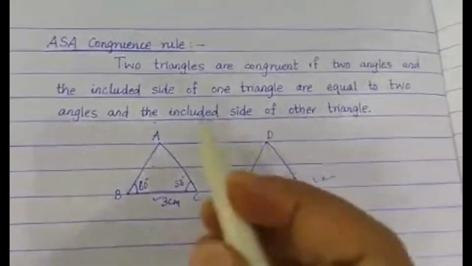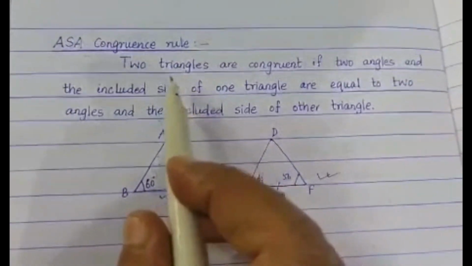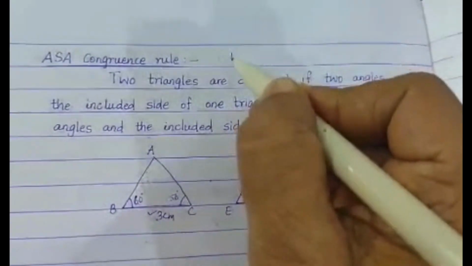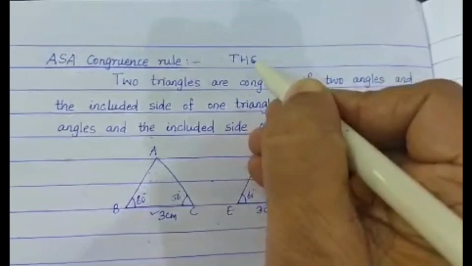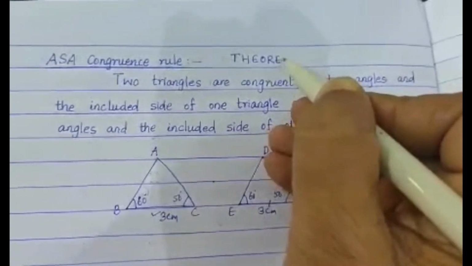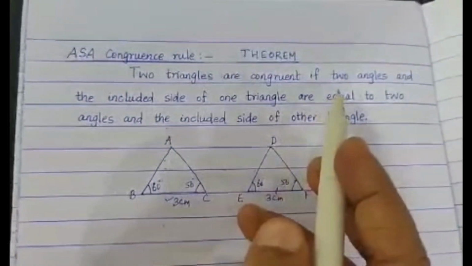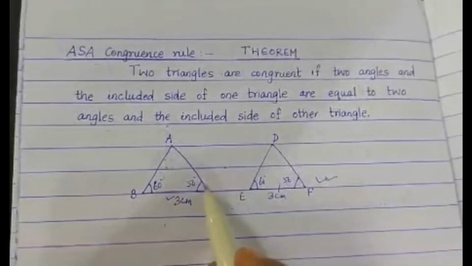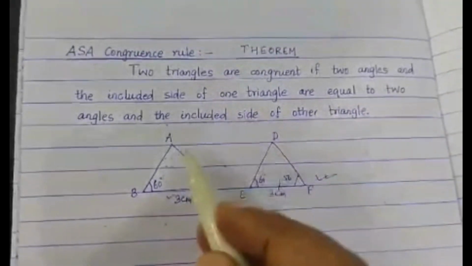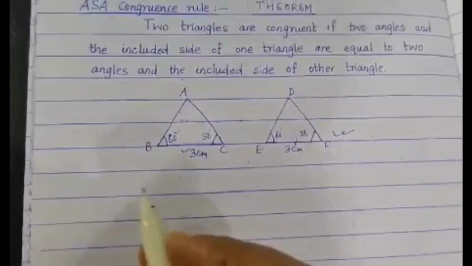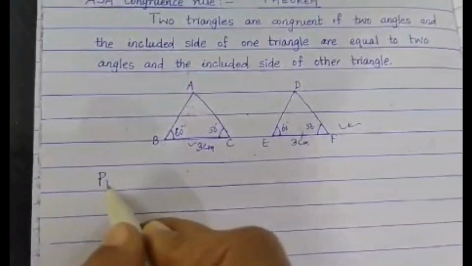But we can prove this congruency rule, so this is considered a theorem, and we will prove it now. Two triangles are congruent if two angles and the included side of one triangle are equal to those of another one. So we are going to prove it. Let us see the proof.